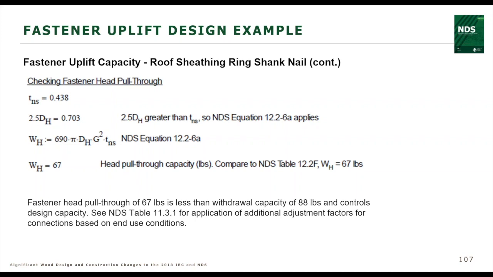So our fastener head pull-through is 67 pounds. That's less than the withdrawal capacity of 88 pounds. So that controls the design capacity. And you'd go into NDS Table 11.3.1 for your additional adjustment factors based on your end use conditions. So that's things like load duration factor, your temperature factor, moisture factor, and things like that.